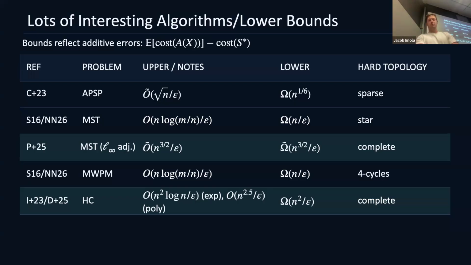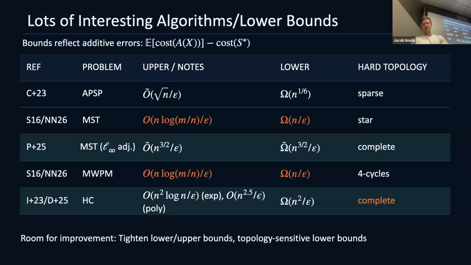Okay, so looking at this table, what did we improve? So now I'm going to get into what I improved in this table. It's an interesting question to see which of these lower bounds and upper bounds are tight. So I proved stronger lower bounds for the minimum spanning tree and, well, it wasn't just me, it was me and my collaborators, and for the minimum weight perfect matching.